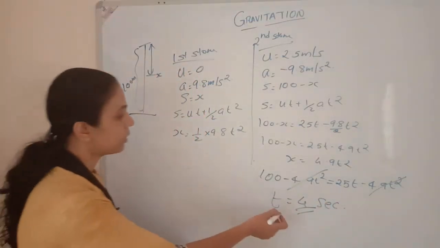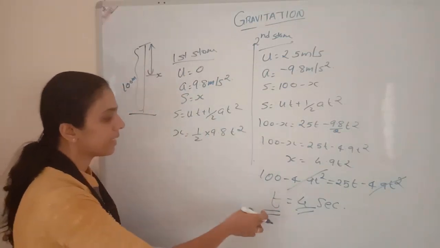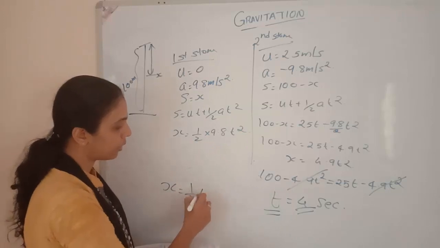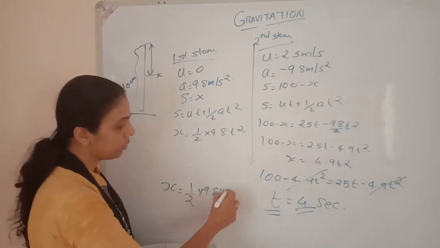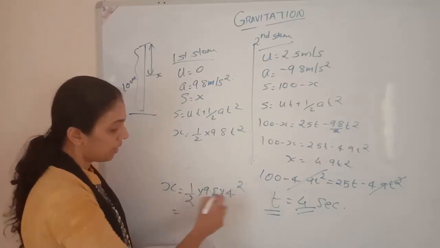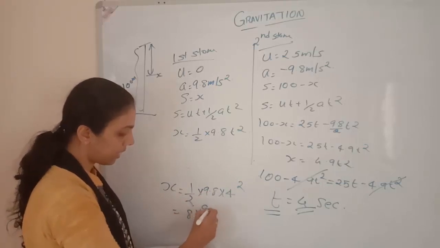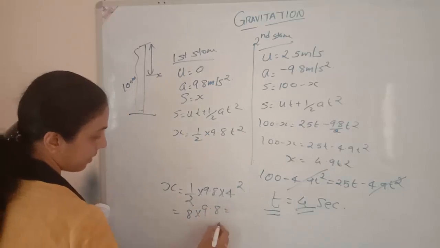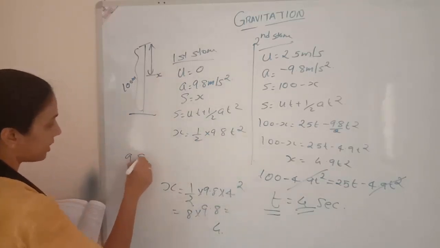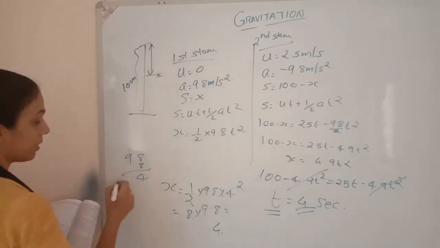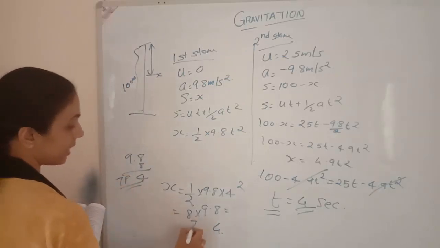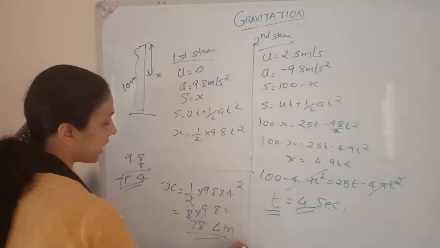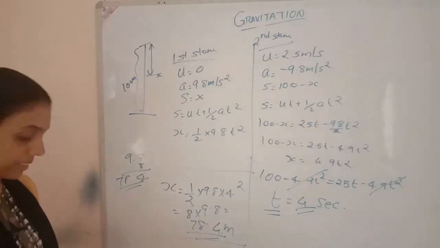So the time we got is 4 seconds, and if we substitute in this equation, x is equal to half into 9.8 into 4 square. So here 8 into 9.8. So here you will get 78.4 meters. At a distance of 78.4 meter it will meet.